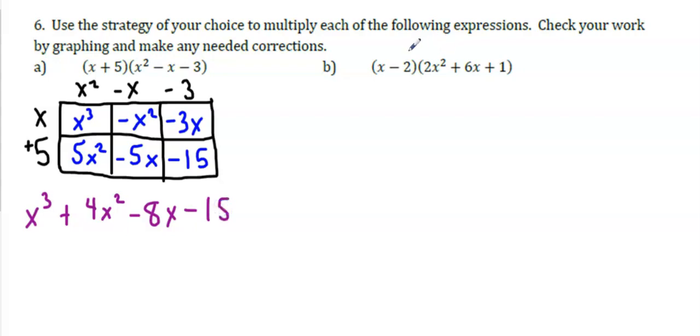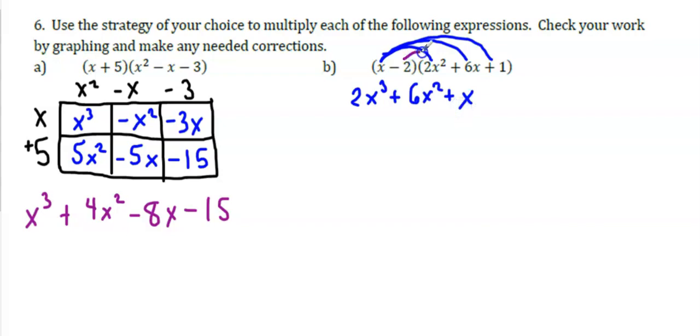For my second example, I'm going to use the distributive property again. This time I'm not going to organize my work in a box. I'll just use arches to make sure that I multiply x times everything in this second set of parentheses, and then multiply the negative 2 times each term in this second polynomial. X times 2x squared is 2x to the 3rd. X times 6x gives me positive 6x squared. And then x times 1 is plus 1x.